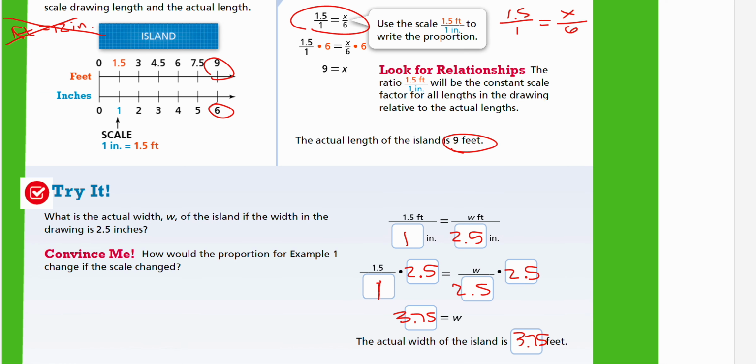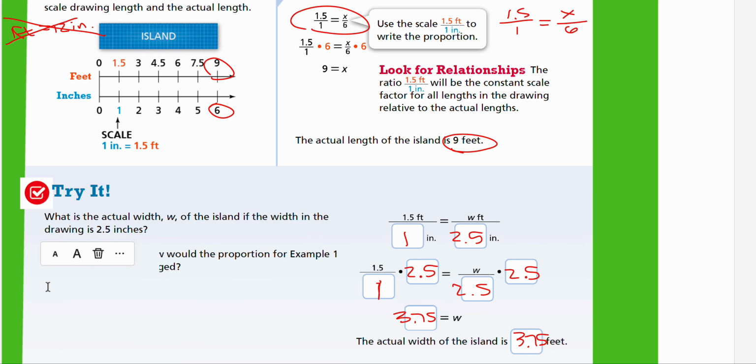How would the proportion for example 1 change if the scale changed? So, of course, if the scale changes, then the actual proportion would change, right? So if 1 inch in the blueprint does not represent 1.5, it represents something else like 2 feet or 3 feet, then other respective proportions will also change depending on that scale, right? So scale is like the unit rate.